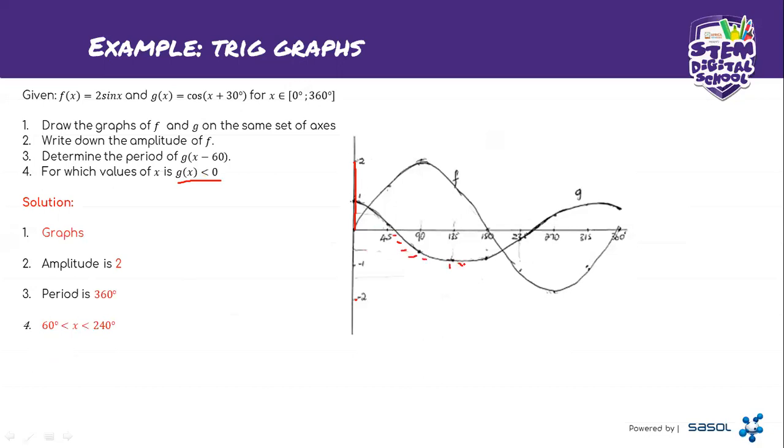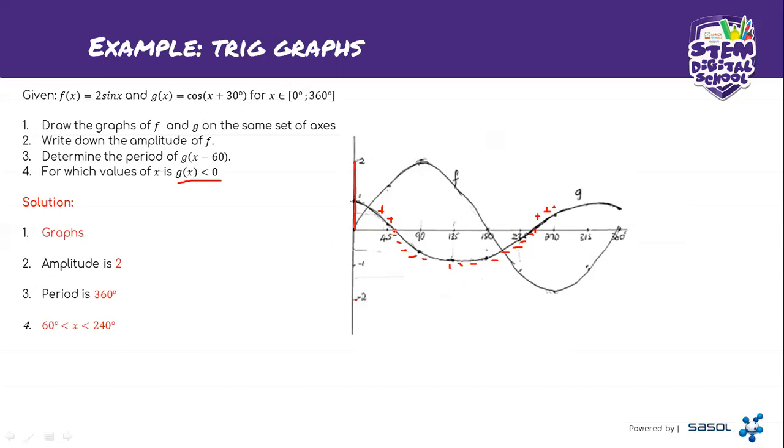You can see this portion here is negative, negative, negative, until this point. And then above the x-axis it starts to be positive. But remember, the question says we need to determine the values of x for which the graph of g of x is less than 0, meaning where it is negative. You can see it's negative from this point here, and then we have to look for that point, and also this point here.